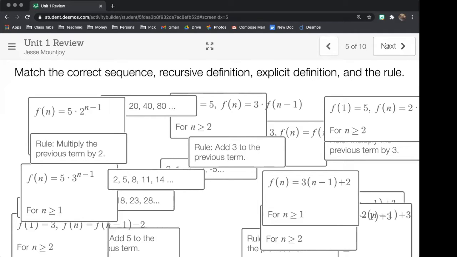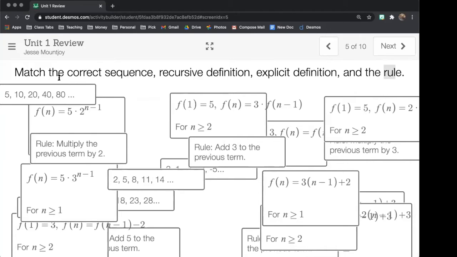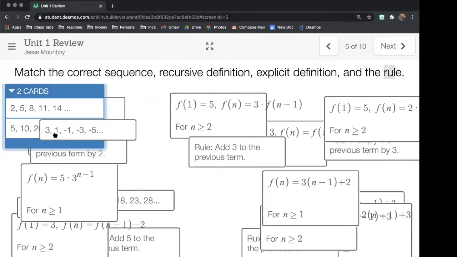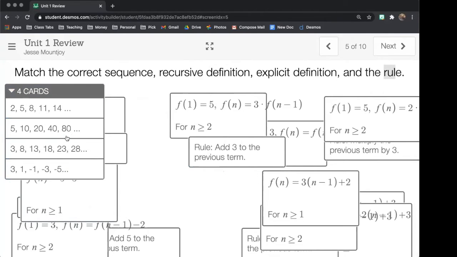So first of all, this says match the correct sequence, recursive definition, explicit definition, and the rule. So each group should have 4 things in it: a sequence, a recursive definition, an explicit, and a rule. So first thing I'm going to do is just get myself organized. So I found a sequence right here, just a list of numbers, and I'm going to start grouping them. I know that these don't go together, but I just can't see everything right now. So I'm going to try and get myself situated.